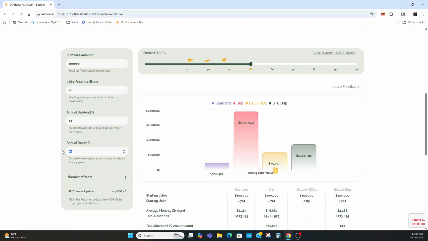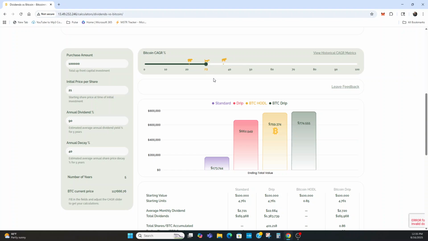But when you start to shrink the spread here between the decay and the dividend, that's when things can change. Right? If my decay is actually double, what does this look like? Well, all of a sudden it's a very, very tight race, right? And so all of these different variables are going to dramatically change the results here over a 5-year period.